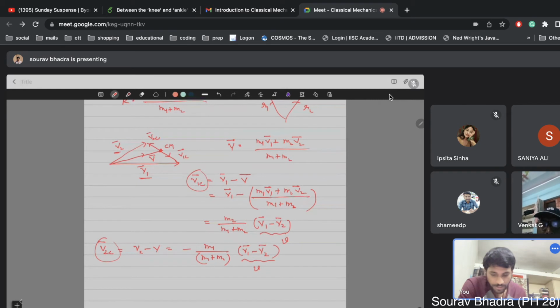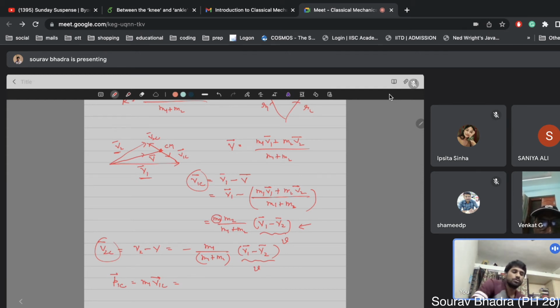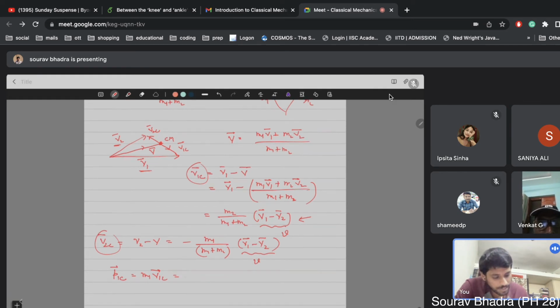Now from velocity we will go to the momentum. So v1c we have, so the momentum p1c is actually m1 v1c. If you multiply this expression with m1, one m1 will come in the numerator, so that will make this mu, because m1 m2 by (m1 + m2) is mu, the reduced mass of this particular system. So that will be mu and small v. Similarly p2c will be m2 v2c, that is mu small v with a minus sign.